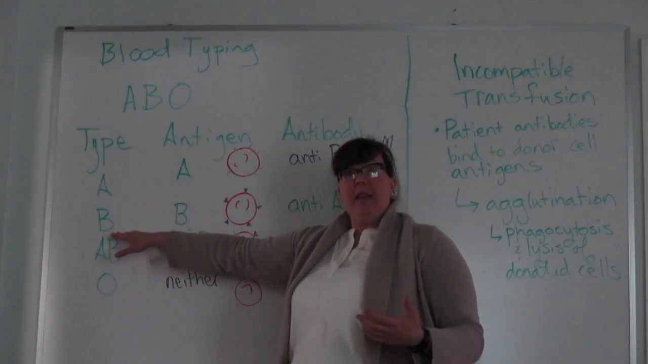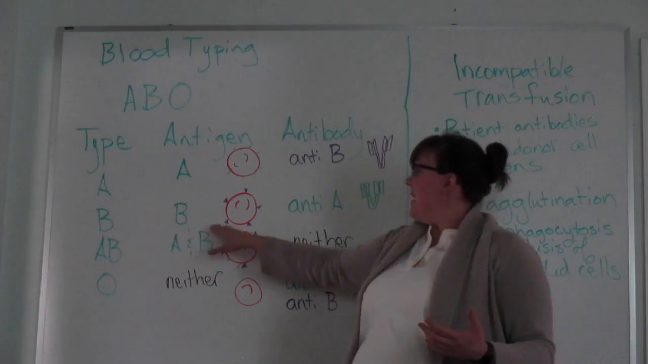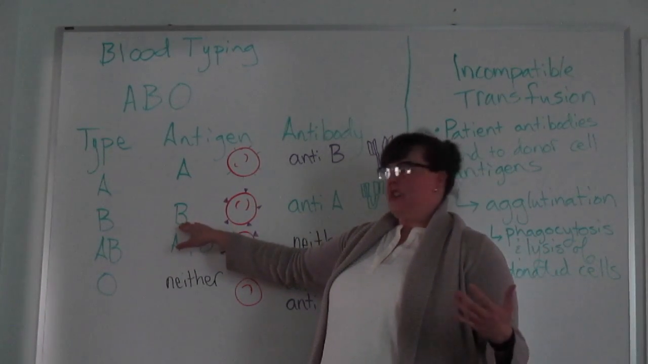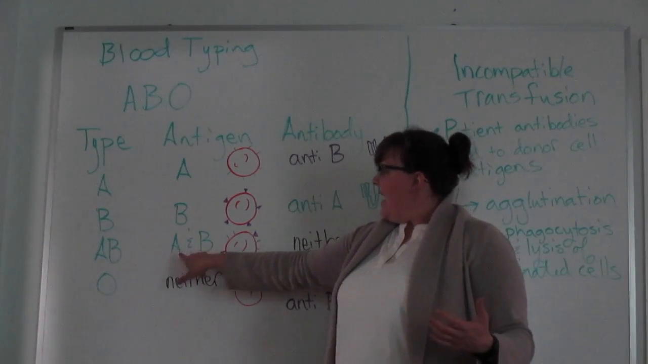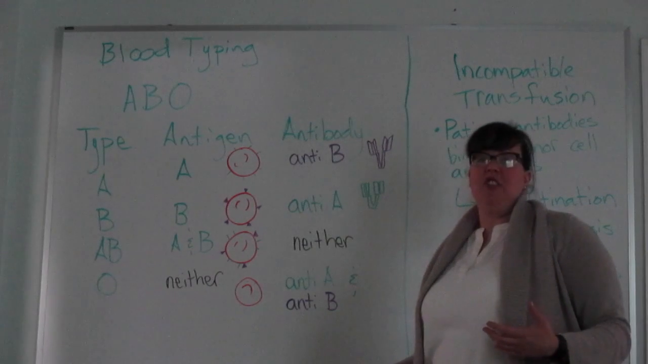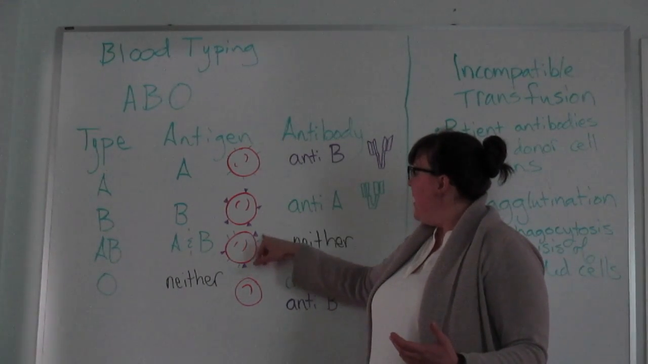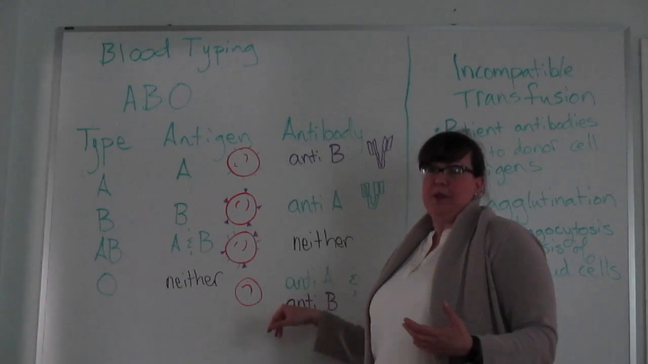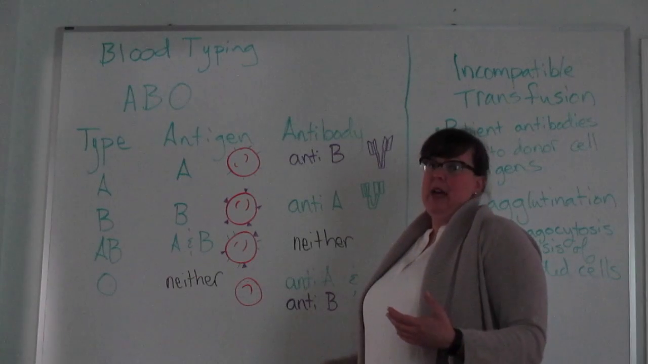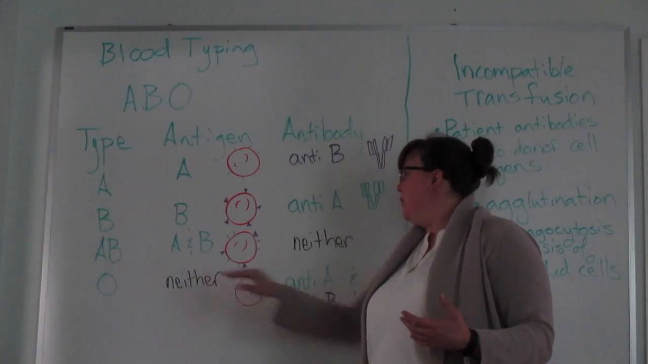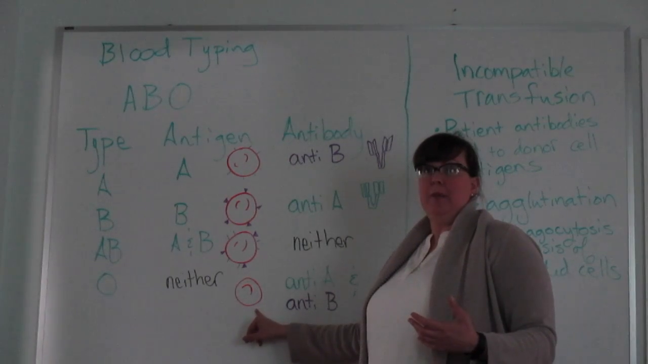A person with type B blood has a different antigen on the surface of their red blood cells. It's the B antigen. A person with AB blood has both kinds of antigens on the surface of their red blood cells, and so they'll have the type A and the type B dispersed across the surface. And a person with type O blood will have neither A nor B antigens on the surface of the red blood cell.